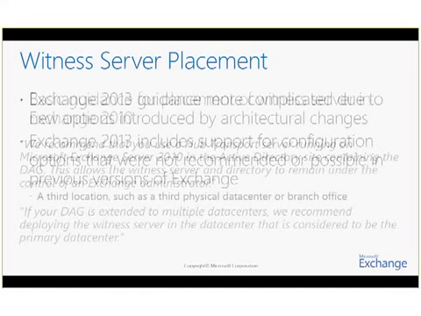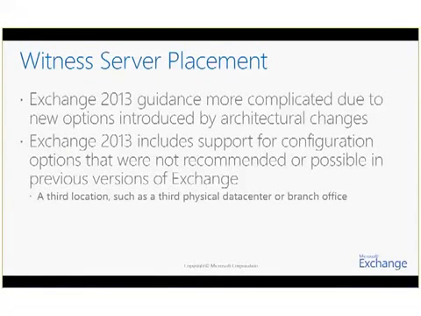Because of the architectural changes in 2013, our guidance became a bit more complicated. In particular, some of the changes that we made around things like namespace simplification, decoupling of CAS and mailbox, recovery standpoint, changing our load balancing requirements, changing the AD sitedness requirements for mailbox and CAS and so forth. Because of all of these architectural changes, 2013 now actually has support for witness server configuration options that either weren't recommended or were simply not possible in previous versions of Exchange. And of course, we're talking primarily about a third location, such as a third physical data center or a branch office.